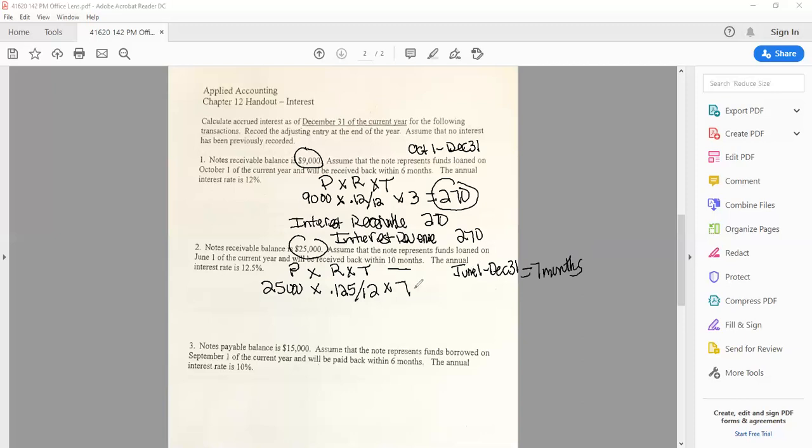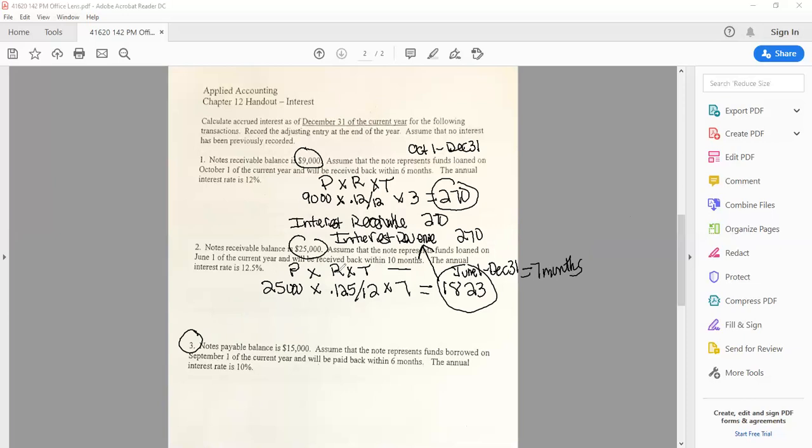So I'm going to multiply this by 7. And when I do that, you get right around $1,823. That's going to be your interest. And of course, you're going to have the exact same entry as that one, debit interest receivable and credit interest revenue. All right, so let's go to number 3, down below. Now we go to the notes payable.